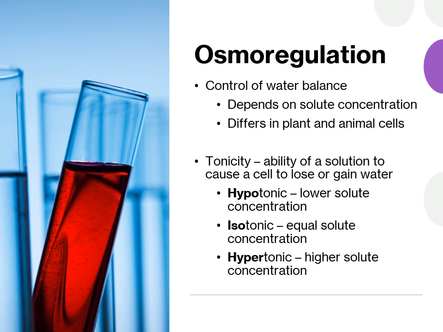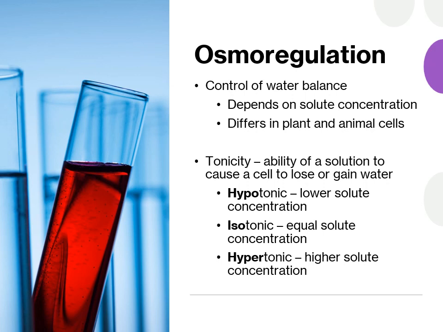Osmoregulation differs between plant and animal cells. And before we get to look at the specifics, have a think and see if you can figure out what the structures are that cause the difference between the two cell types. We're going to be looking at how solutions of different tonicity affect the amount of water inside the cells.